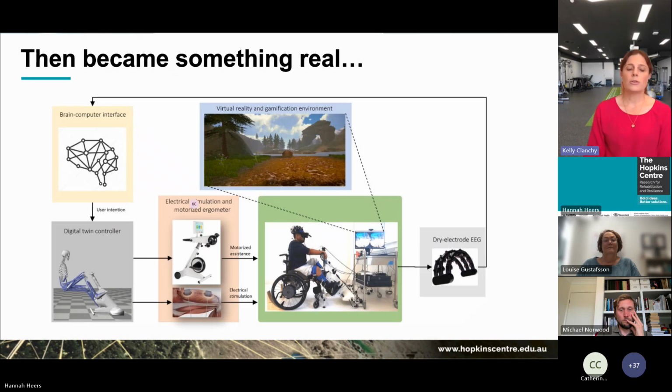Through multiple feats of engineering, BioSpine was born. It became something real. BioSpine is a system that combines multiple technologies to optimize the outcomes of and participants' engagement in assistive cycling combined with FES.